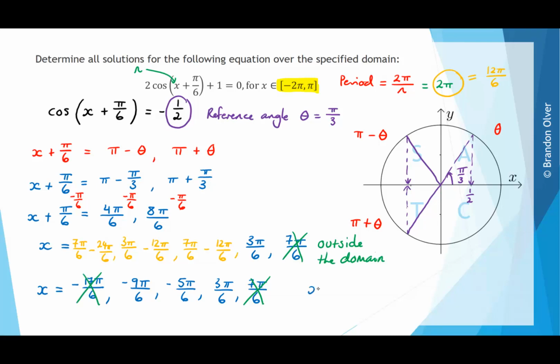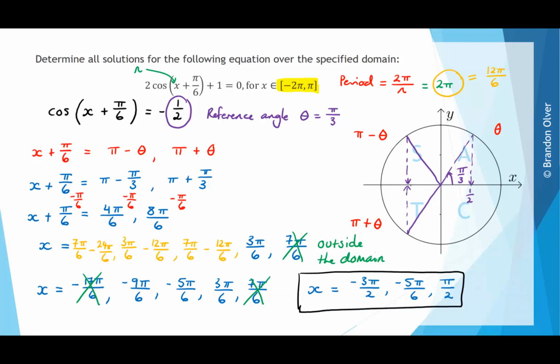So all of this working has led up to us finding the x values that are a solution to this equation. So we have x is equal to minus 9 pi on 6, which can be simplified down to minus 3 pi on 2, minus 5 pi on 6, and finally 3 pi on 6, which can simplify down to pi divided by 2. So they are the four solutions to this equation over the specified domain.